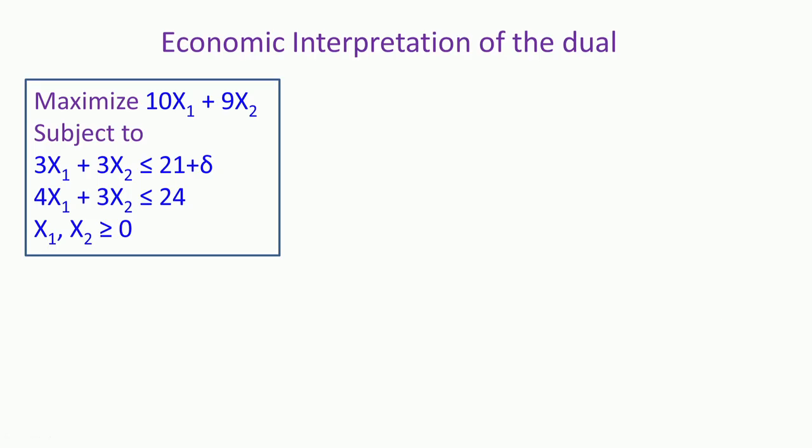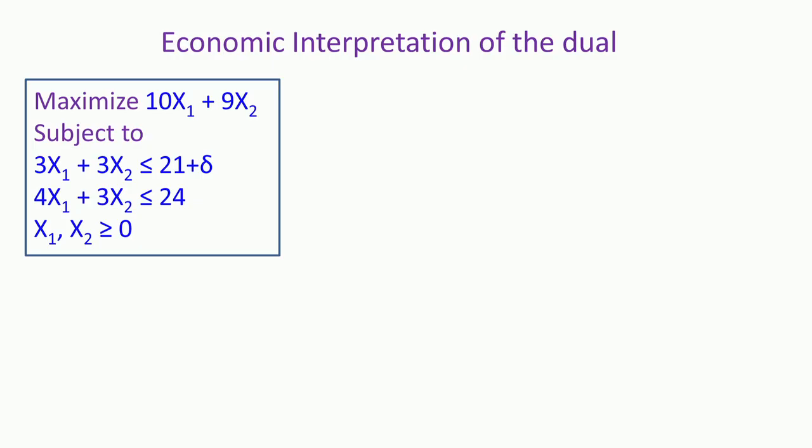Once again, let us go back to the same example. The original problem was 3x1 plus 3x2 is less than or equal to 21 and 4x1 plus 3x2 less than or equal to 24. Now, let us assume that we are going to solve the same linear programming problem, but instead of 21 units of the resource, we will have 21 plus delta, where delta is a small positive quantity. You can imagine 21.1 or something like that. What if the resource increases a little bit, 21 plus delta?